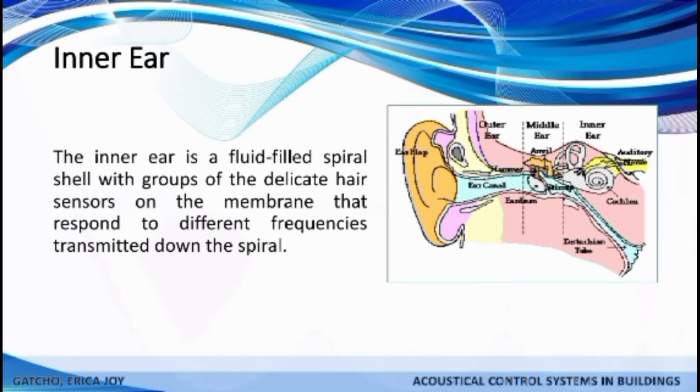So, inner ear. The inner ear is a fluid-filled spiral shell with groups of delicate hair sensors on the membrane that responds to different frequencies transmitted down the spiral.